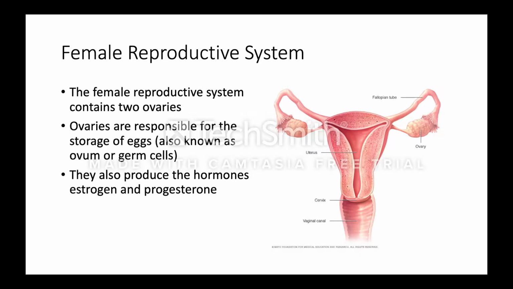First things first, the female reproductive system. The female reproductive system contains two ovaries. Ovaries are responsible for the storage of eggs, also known as ovum or germ cells. They can also produce hormones such as estrogen and progesterone. You see, there are ovaries on either side, fallopian tubes, the uterus, cervix, and then the vaginal canal.